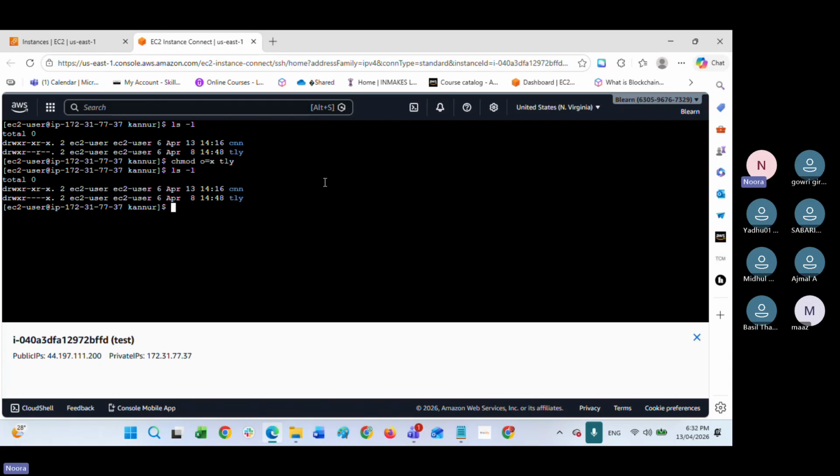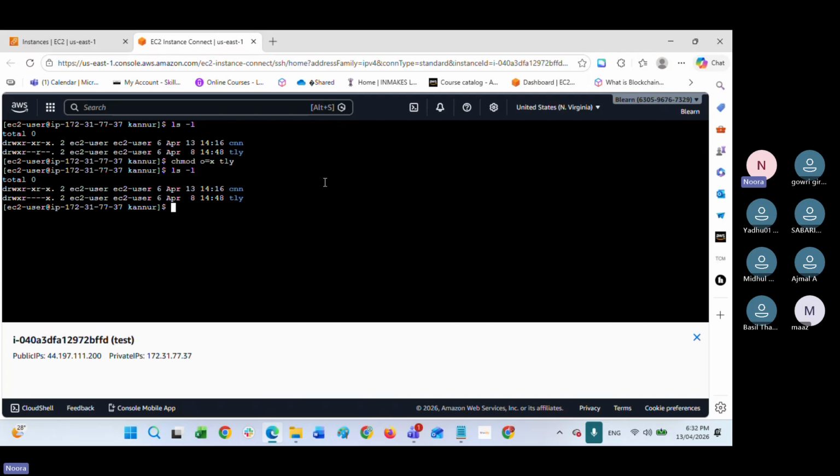Because see, currently what you need to understand from here is, look at TLY, okay? When you look at the TLY, in the group, what is the permission it has? Group. Only read. Now I'm saying I want that read to be replaced by X.